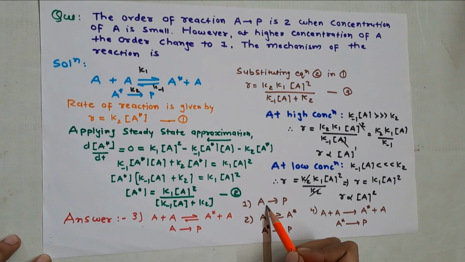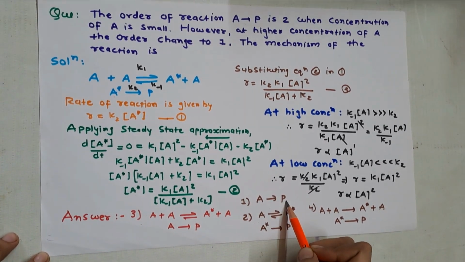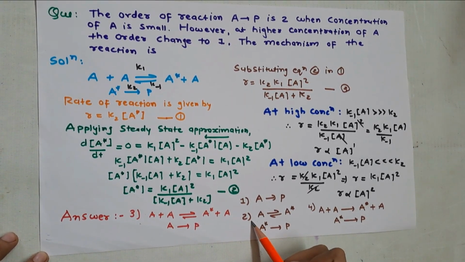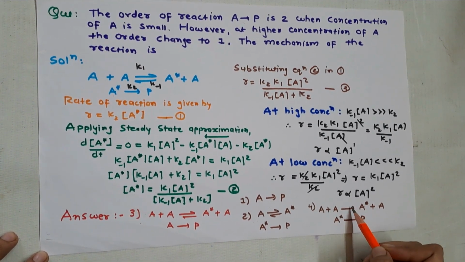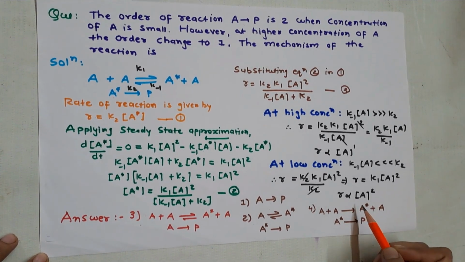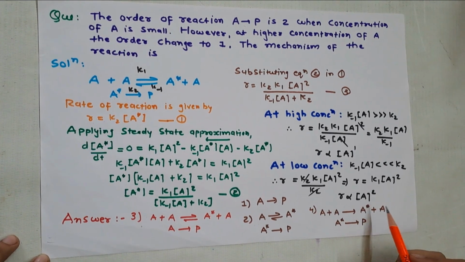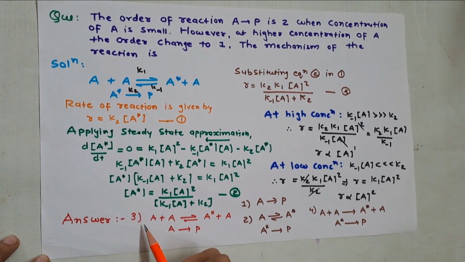Now, in the first option this is a first order reaction. In the second option this is also a first order reaction. And in the fourth option this step is not reversible, so we cannot apply the steady state approximation. So our correct option is 3.